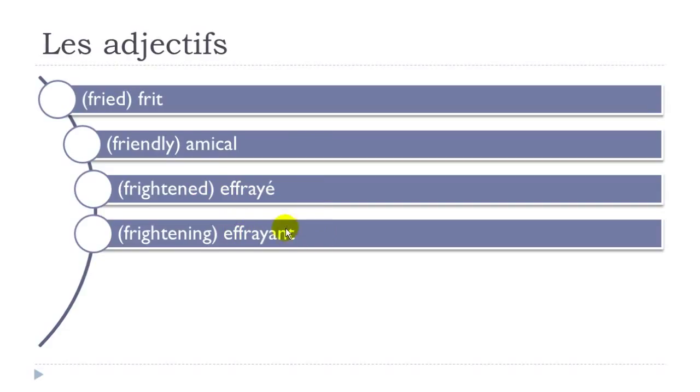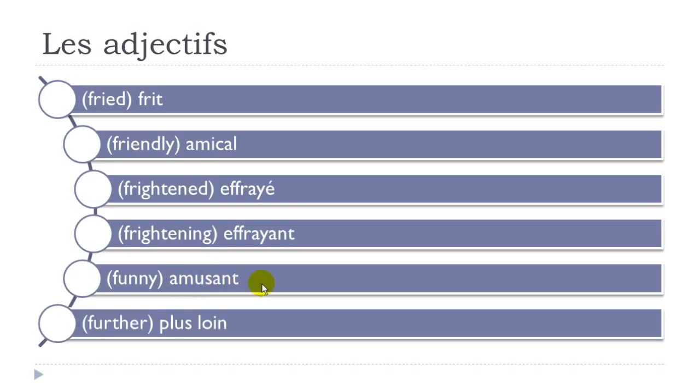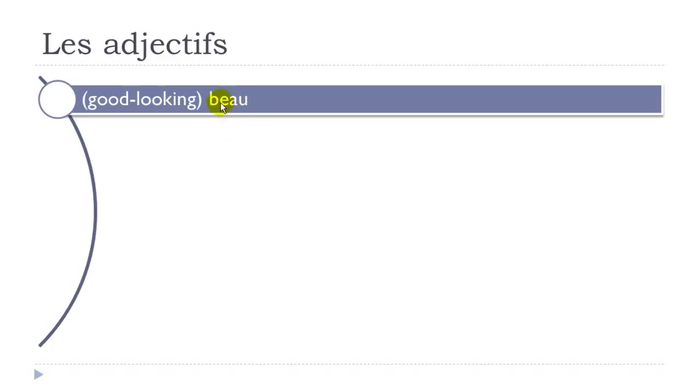Effrayant. Final T not pronounced. Amusant. Final T not pronounced. You've got only one S here between the vowels, so it's really this Z sound. Amusant. Plus loin. Beau. Okay, so remember we've got this strange combination of vowels. A, U, so three vowels, but then phonetically it's only O. Okay, so beau.